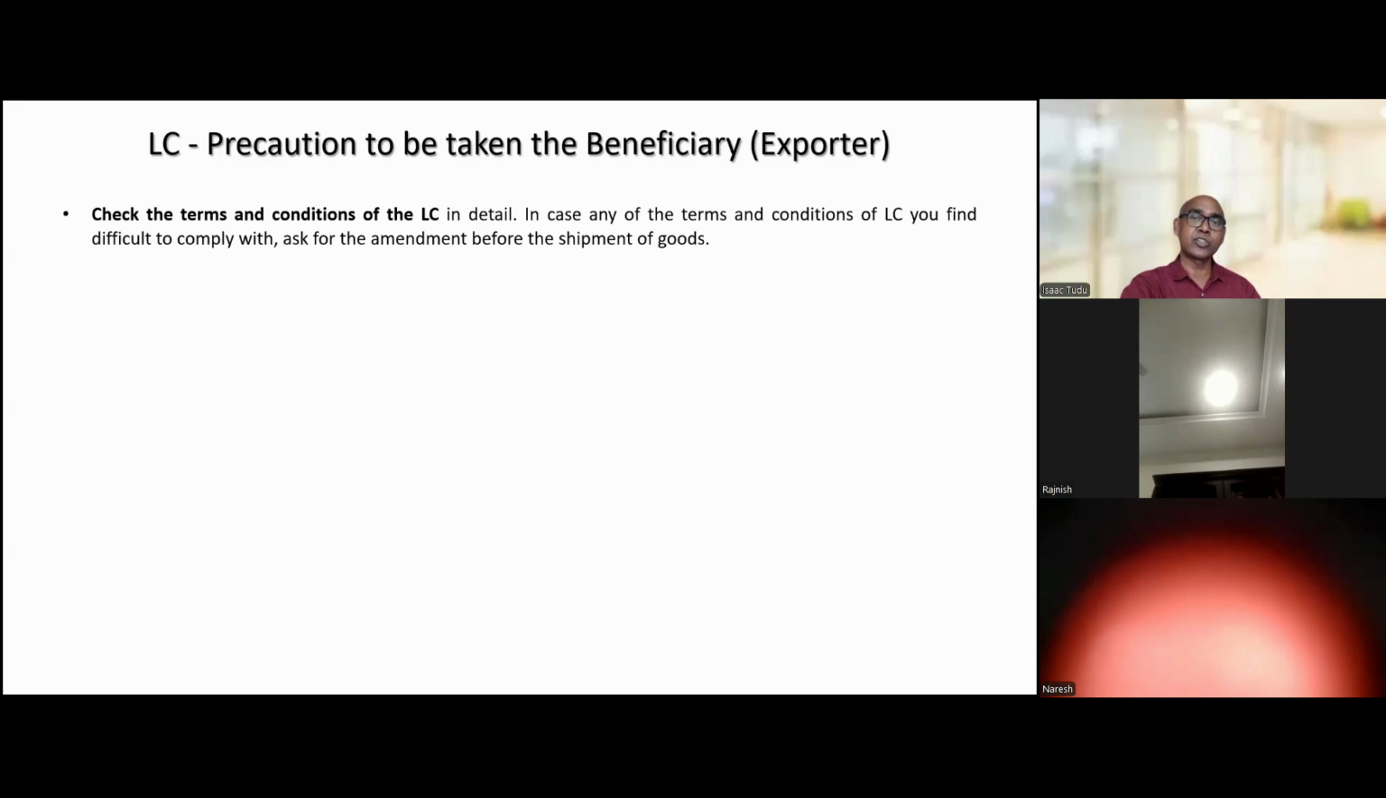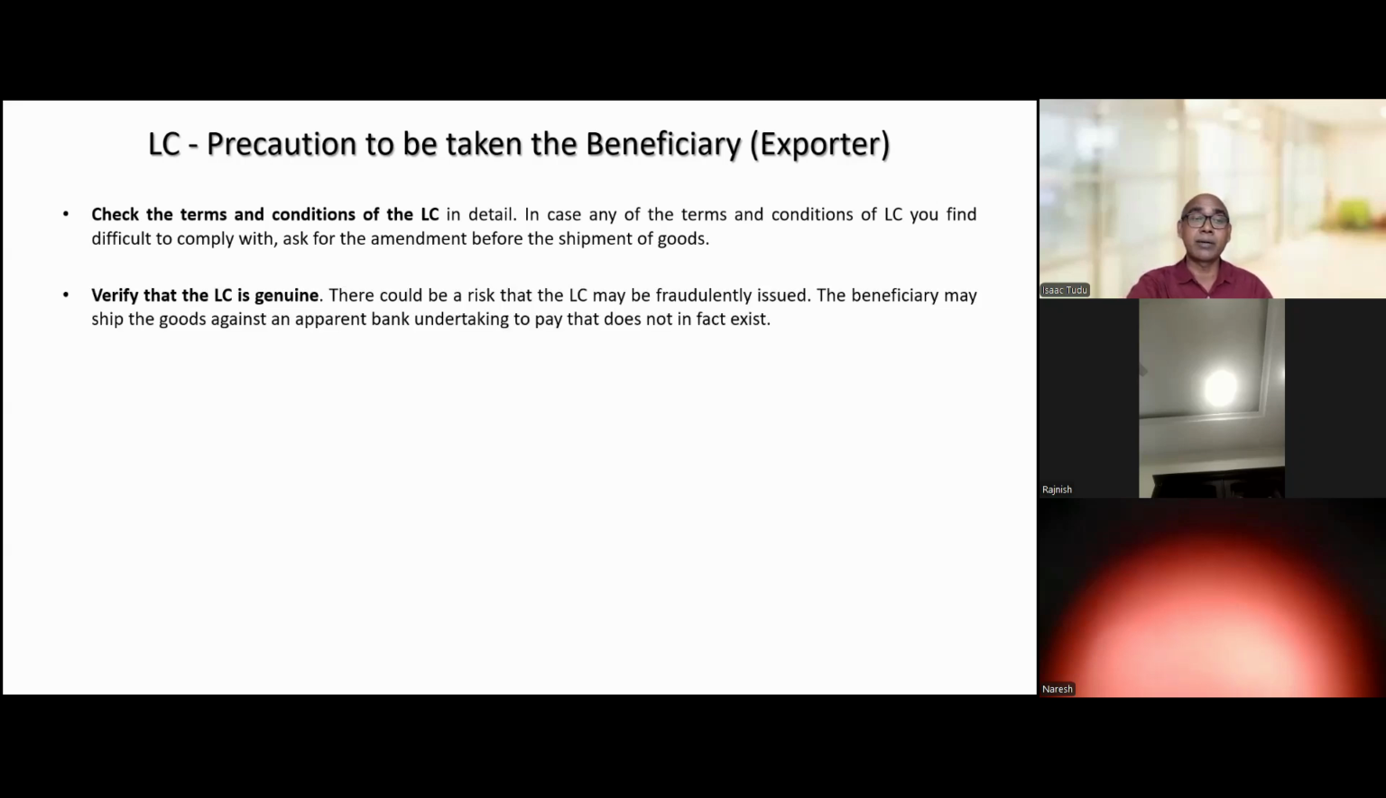So what precautions do you need to take? Check the terms and conditions of the LC properly. I have already discussed: if you observe any of the terms and conditions you are not able to fulfill, ask for the amendment before doing the shipment, because once shipment is done, you will not have any choice. If the buyer does not cooperate, then what will you do? You will be at the mercy of the applicant, right?